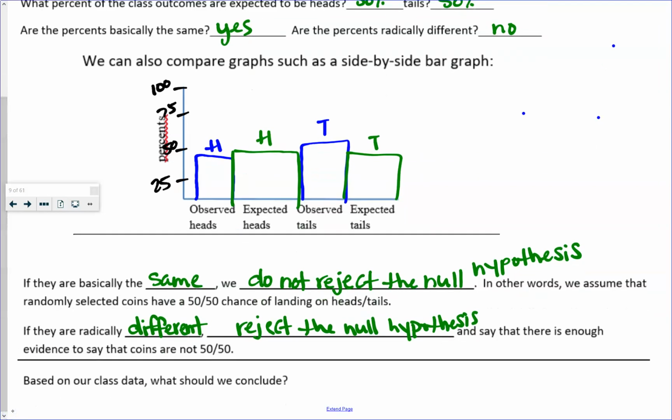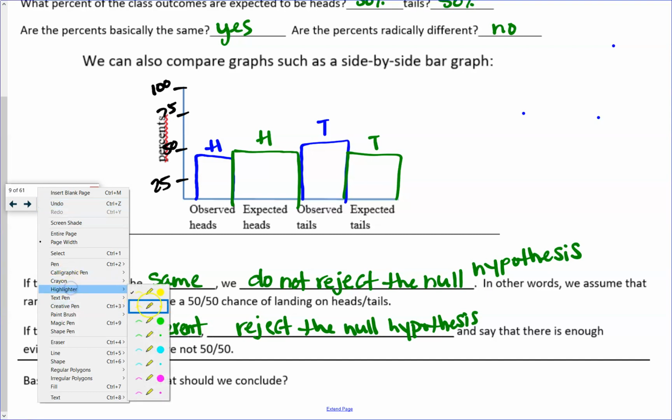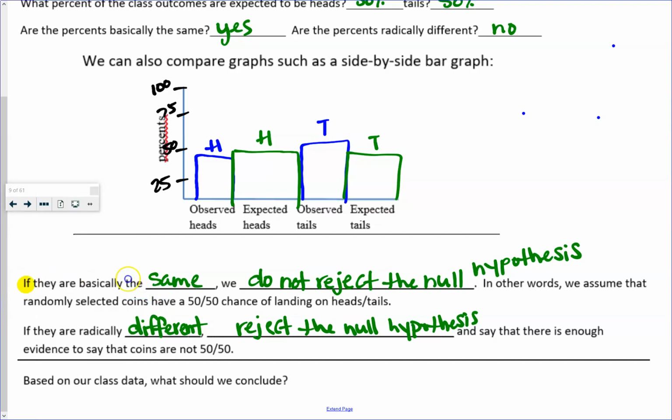Okay, so based on our data, what should we say? Well, I would definitely conclude that based on my data, they are basically the same. So we are not going to reject the null hypothesis. We're going to keep it, which stated that there was no difference between the two groups. Okay, that's what today is all about.